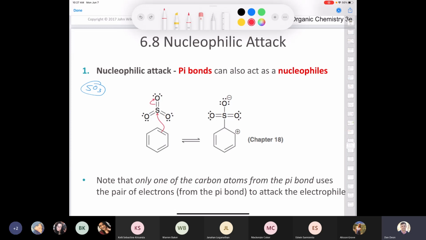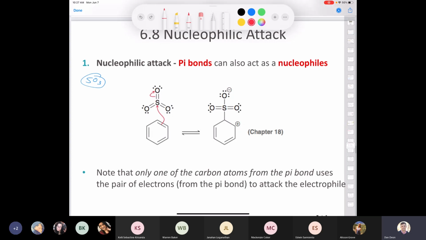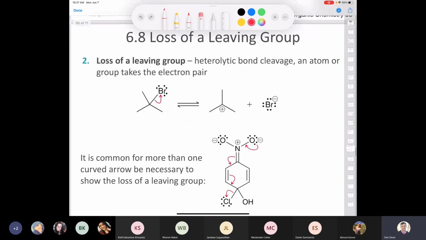Notice that only one of the carbons involved in this pi bond is actually using the pair of electrons, okay? Because the other carbon is ending up being a carbocation. It's ending up electron deficient. So that's a nucleophilic attack. The next one was the loss of a leaving group.